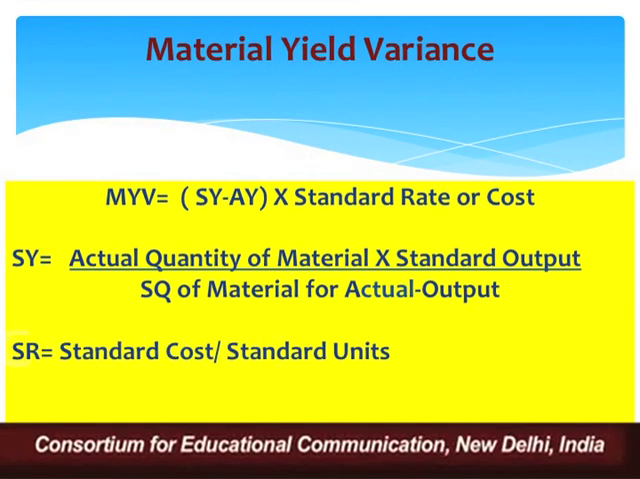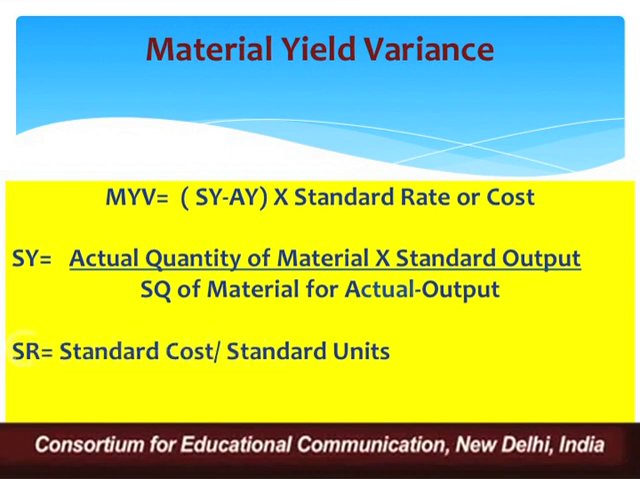What is the formula for material yield variance? The formula is very simple. We have to first calculate the standard yield. And for the standard yield, the formula is actual quantity of material into standard output divided by standard quantity of material for actual output. Or you can say we are using a simple proportion here.